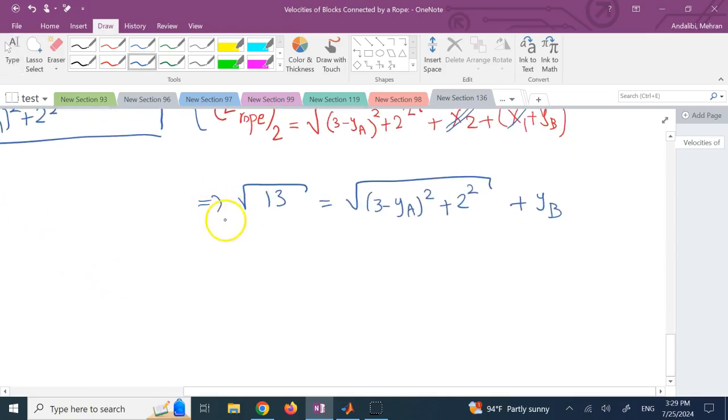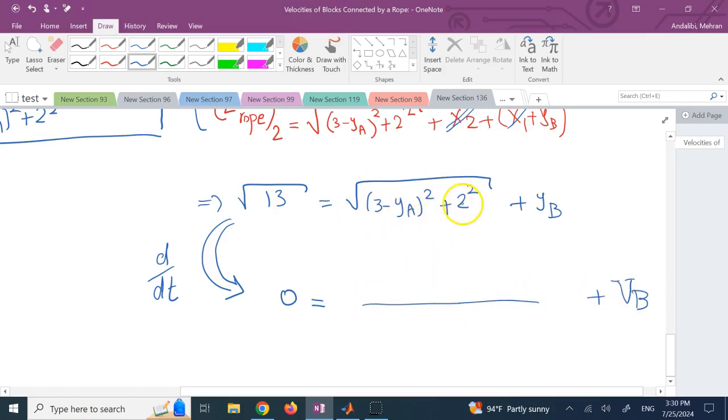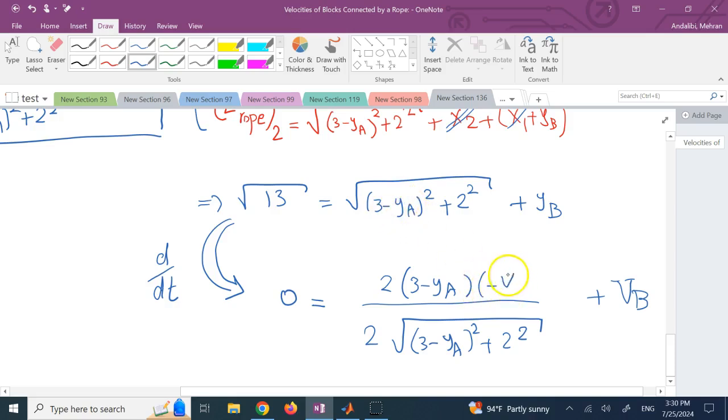And now what you need to do from this relation is to take a time derivative. Well, derivative of constant is 0. Derivative of YB becomes VB, right? Or Y dot of B, plus it's a derivative of a square root, which is going to be the time derivative of inside of it divided by 2 times the square root. And what is the derivative of inside of it? Well, that's constant, that's 0. This is a something squared, so it's going to be 2 times the term inside of it times the time derivative of inside, which is negative Y dot of A, which is V of A.